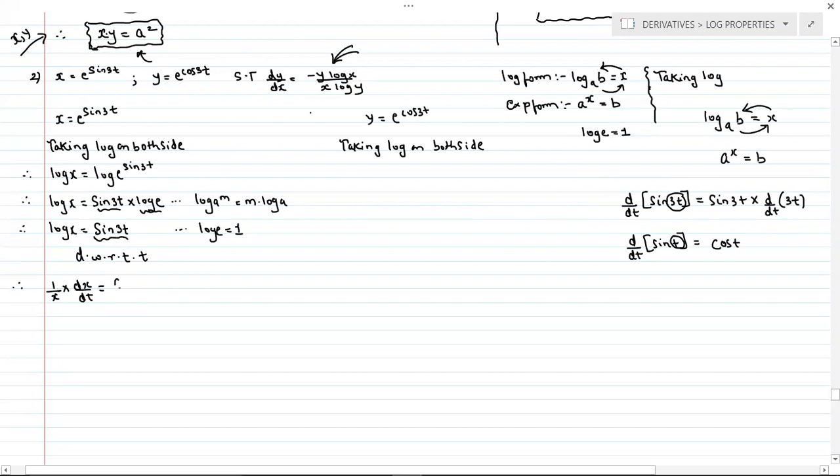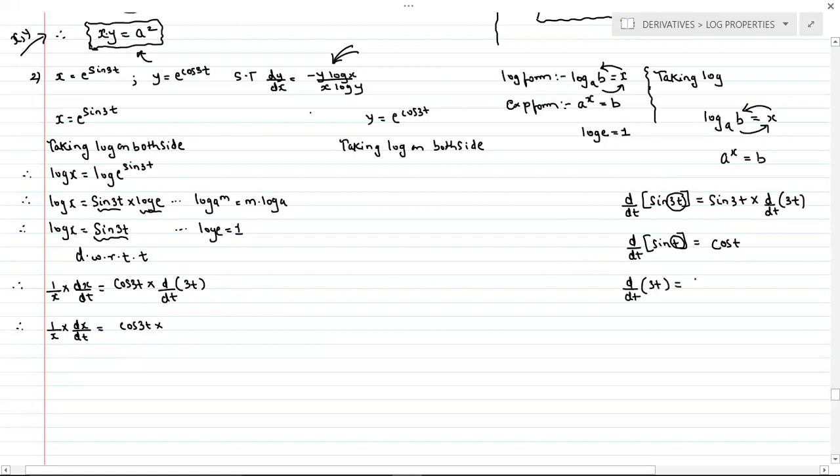So derivative of sine 3t will be what? Cos 3t, but here t is replaced by some other term. What is that other term? It is 3t. So after this, 1 upon x into dx upon dt equals cos 3t into, now we have to find the derivative of 3t.